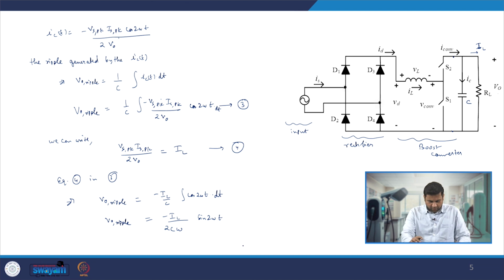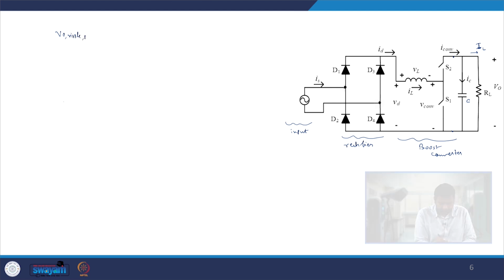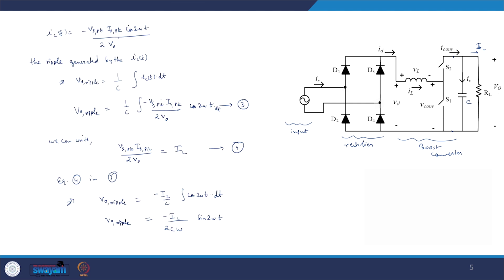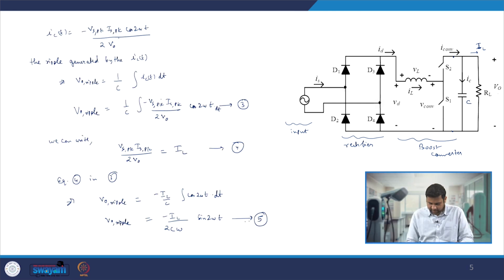And so we can see that this particular thing shown over here, we can write as V naught ripple peak, which is nothing but IL by 2 omega C. Now if we look at this expression given by equation 5, this will have the second line harmonic ripple, and this ripple is riding over the average value of voltage, which is nothing but V naught.